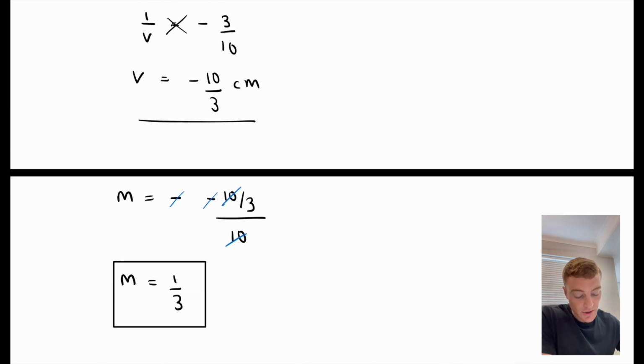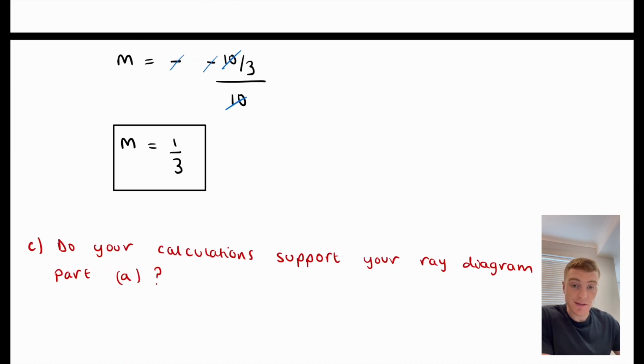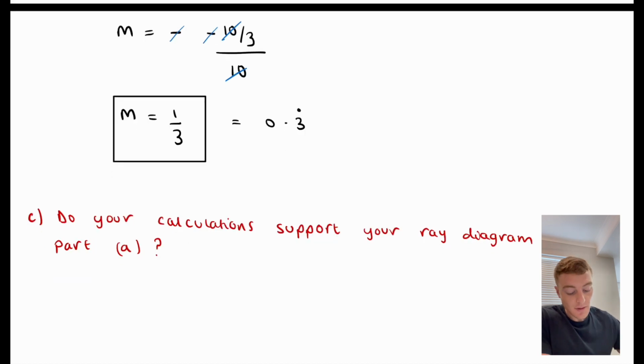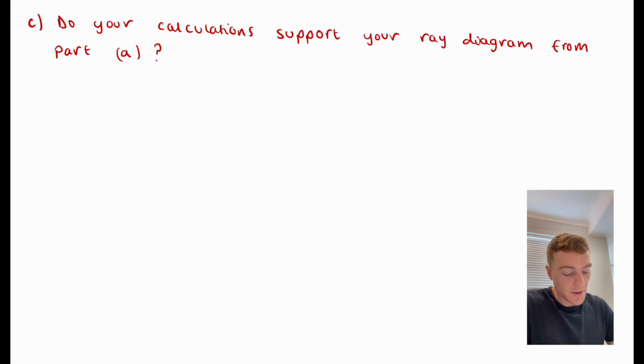So now let's just consider we've got a negative image distance and a magnification that's a decimal. Okay, so that's the same as 0.3 recurring. So we've got that the image size has actually decreased. So finally, the question asks, do your calculations support your ray diagram from part A? Well, to answer this, we need to look at 3 things. We first need to look at the image distance. Well, that was less than 0. Well, that implies to me that we form a virtual image.